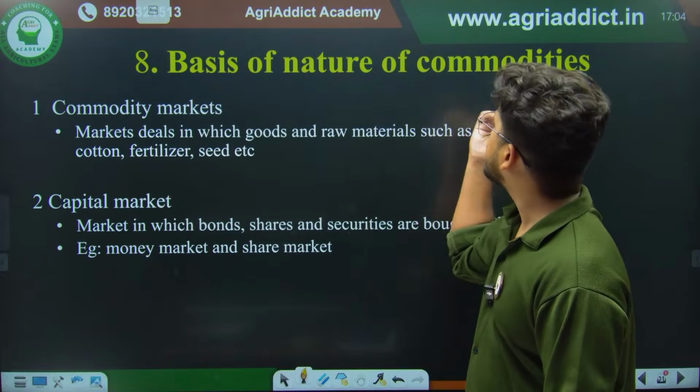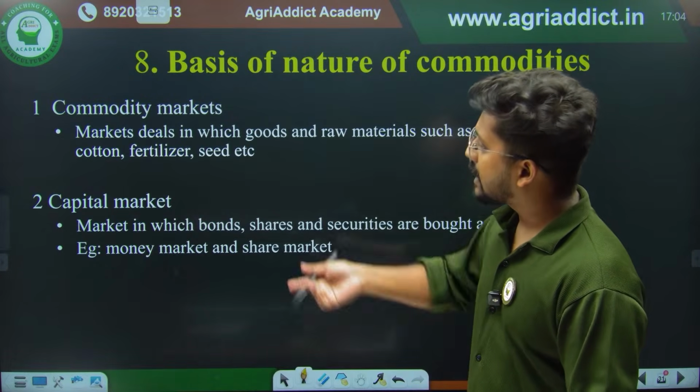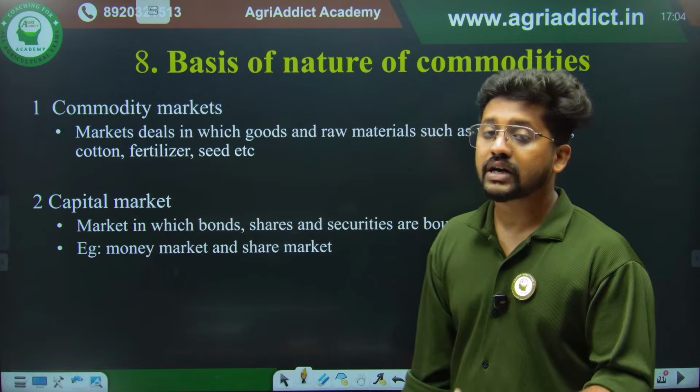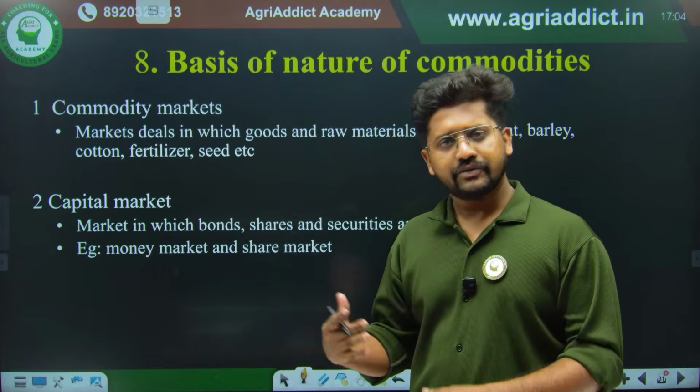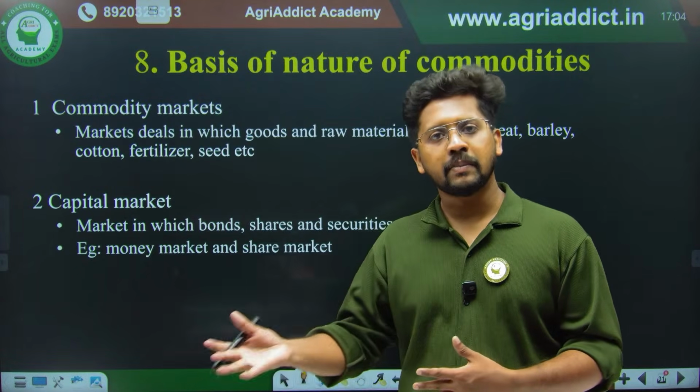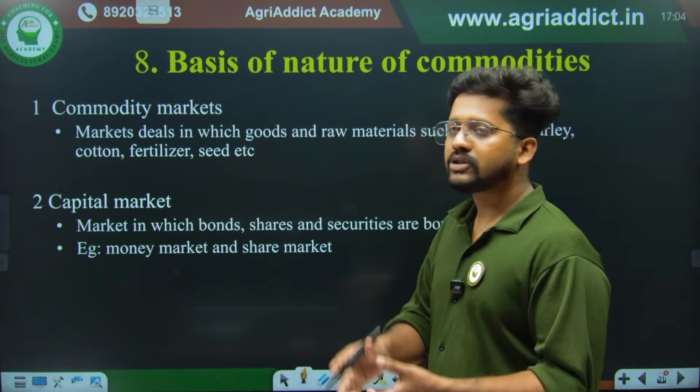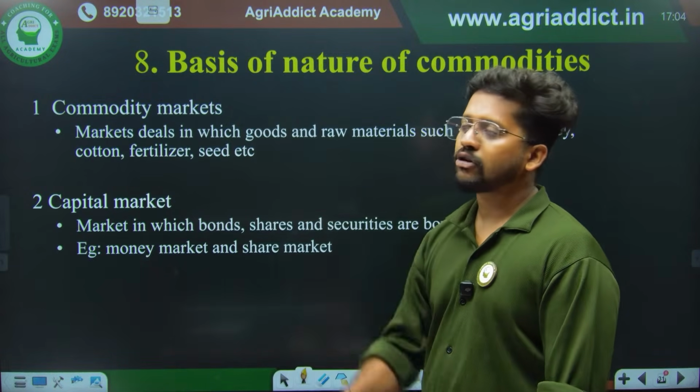Yes. Then, on the basis of the nature of commodities transacted, there are commodity markets and capital markets. What type of commodity is getting transacted in a market? First one is the commodity market. In a fish market, fish is getting transacted. In a milk market, milk is getting transacted. So there is a commodity. Such kinds of markets are known as commodity markets.